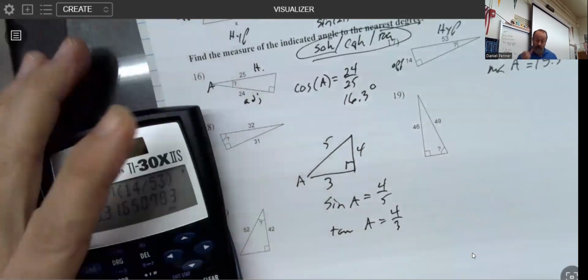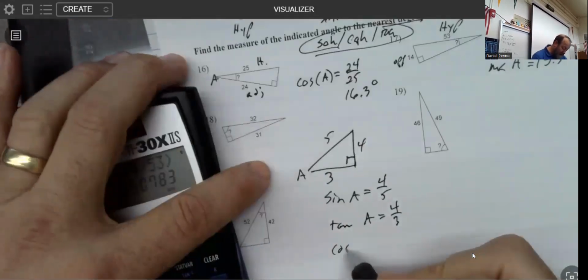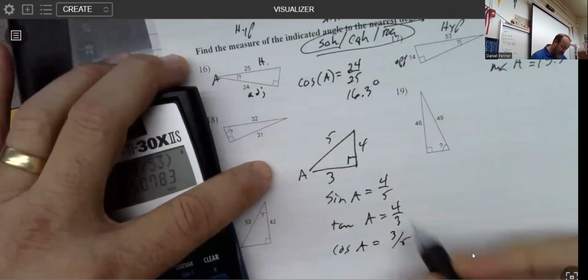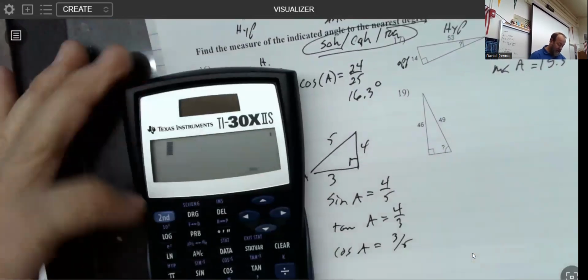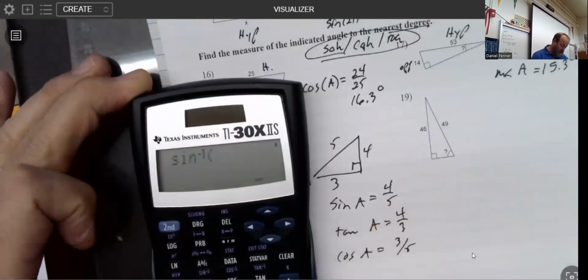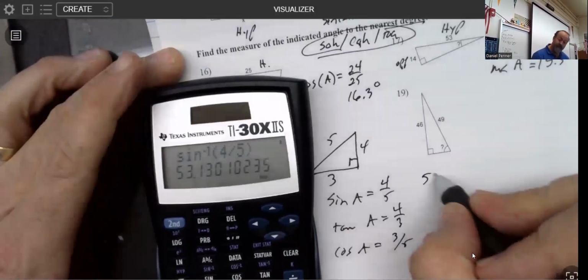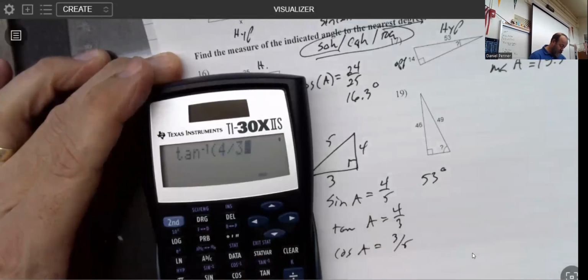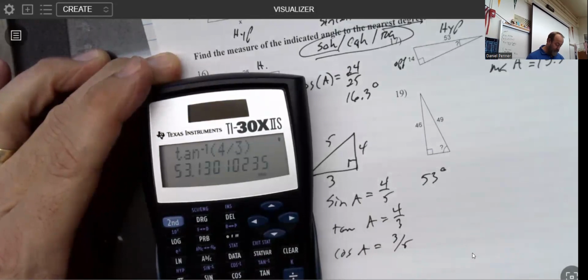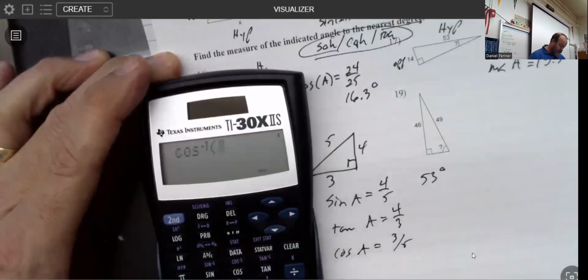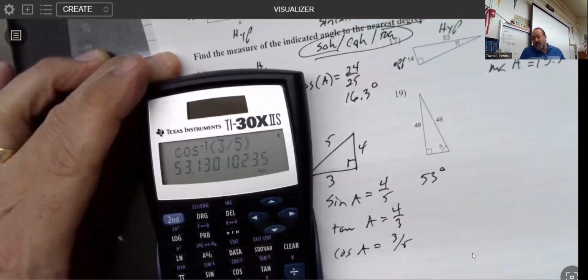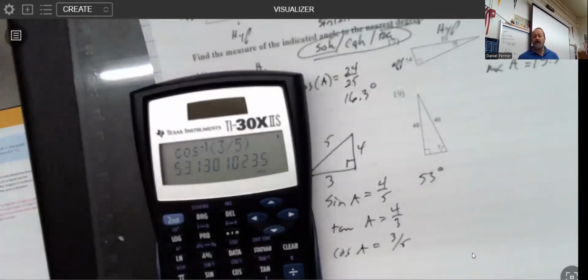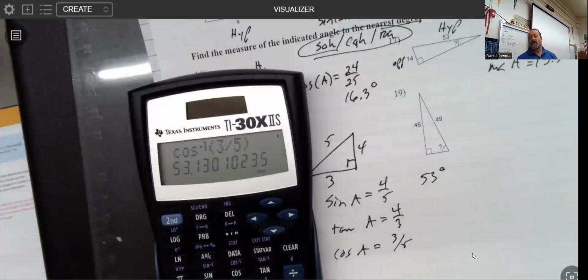All of these are true statements. I could say the cosine of A is 3/5 because it's adjacent over hypotenuse. Well, the interesting thing is the inverse sine of 4/5 would tell me that the angle is 53 degrees. But if I tried the inverse tangent instead, 4/3, what do you know? I got exactly the same answer. Or if I did the inverse cosine of 3/5, I got the same answer. That's the cool part about it, is if you have more than one, you can do whichever one feels the easiest for you to understand, and they should all agree and have the same answer.